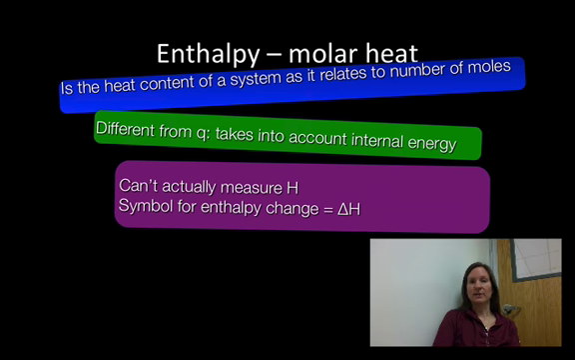Another thing then is we will never be calculating enthalpy straight up, like it will never be H equals, like how we have Q equals. We're always going to have a change in enthalpy, and that's because it's really hard for us to actually calculate the internal energy of a system. It's much easier for us to see how much energy was transferred during a change and quantify that.